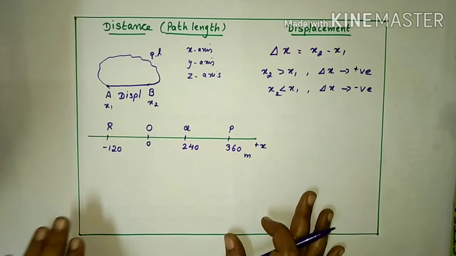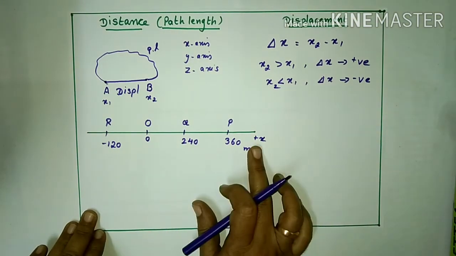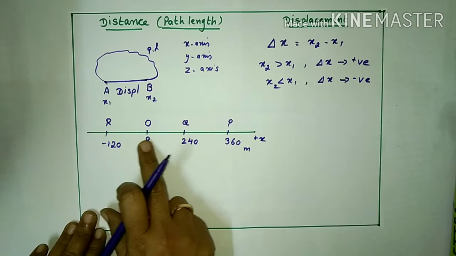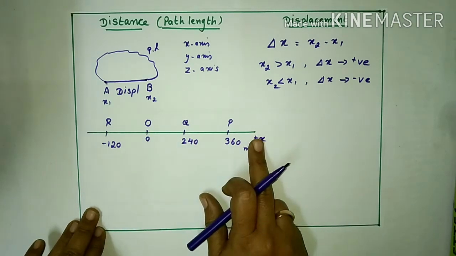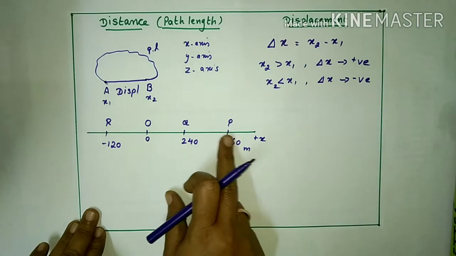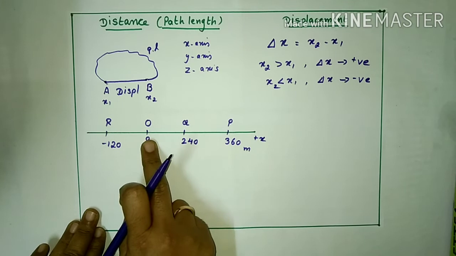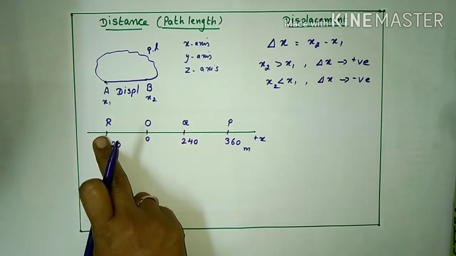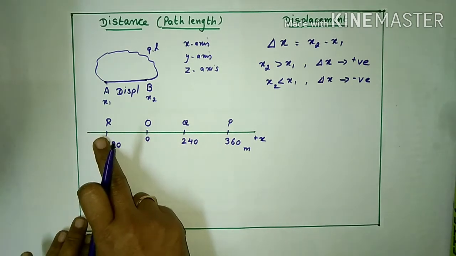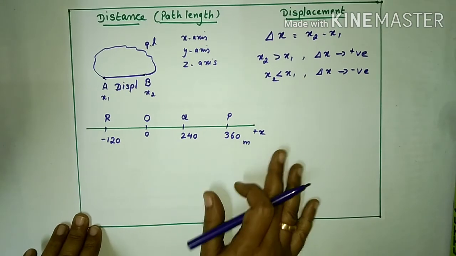Consider another example. If a car moves on a straight line, we can represent it on an x-axis. If the car moves from O to P and then reaches the point Q, then returns and moves in the backward direction, we can consider some cases and find out the path length and the displacement.